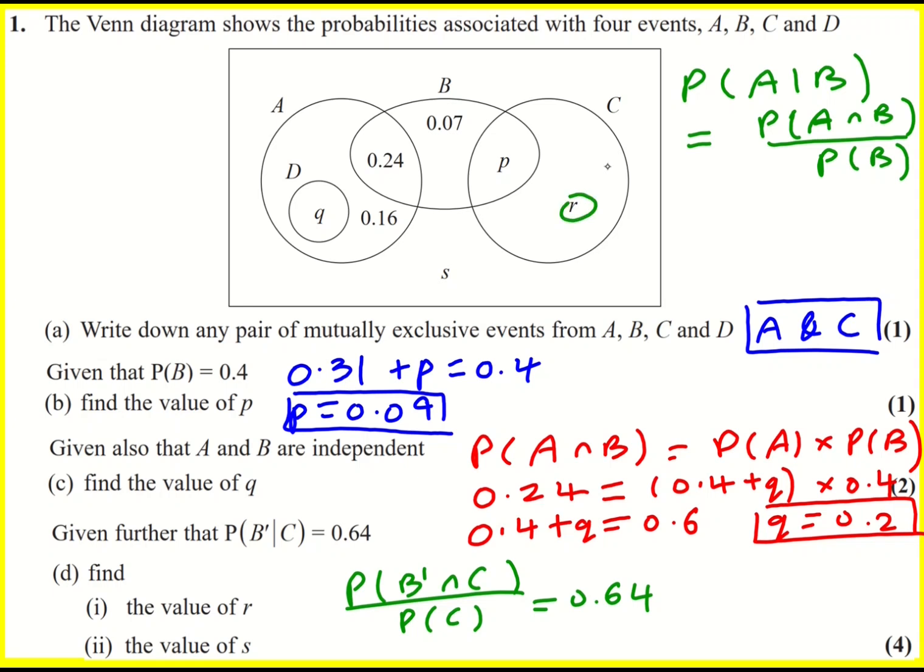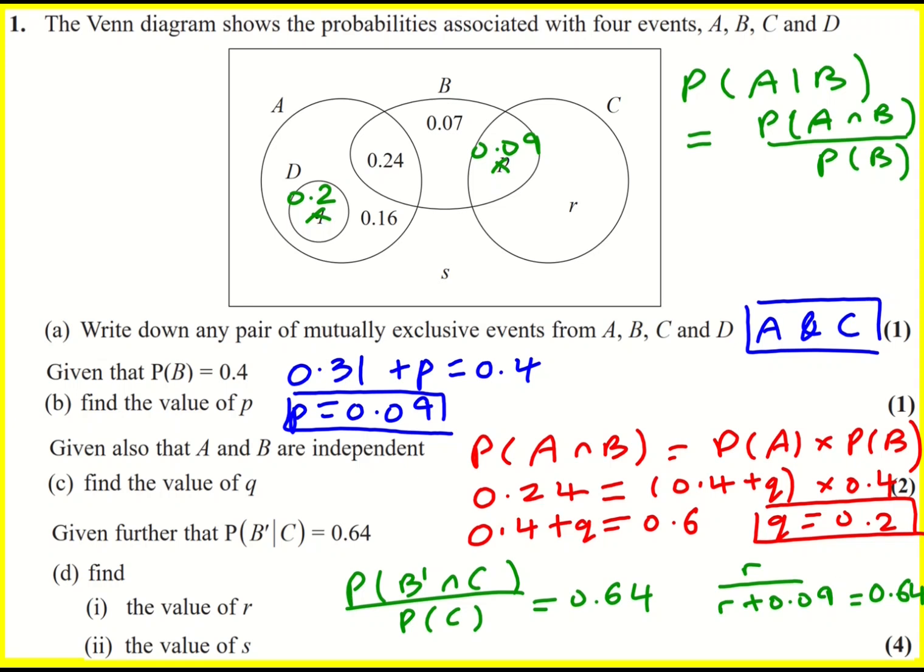Right, not B intersected with C. That is just going to be R by itself because we need it to be in C and not in B. So R divided by, remember we've worked out P, didn't add it on before, but it was 0.09. And I also worked out Q, just write that there, 0.2. So R divided by R plus 0.09 is equal to 0.64. Got ourselves a little equation to solve.